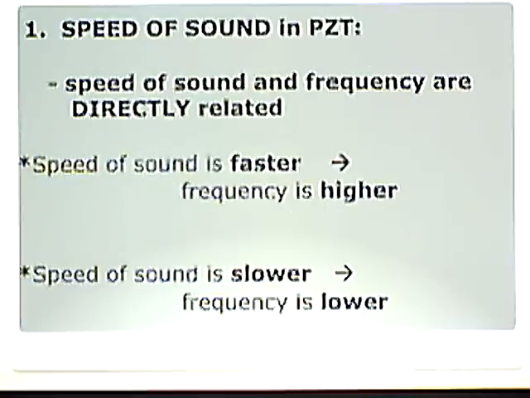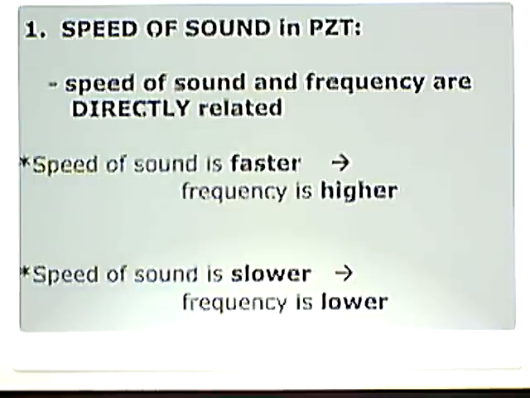So number one, the speed of sound in PZT. The speed of sound and frequency that is created are directly related. So in other words, if that PZT has a real fast or faster speed of sound, then that frequency is going to be higher. If the speed of sound in a particular PZT element is slower, then when that electrical current hits it, that short spike hits it, the frequency is going to be lower.